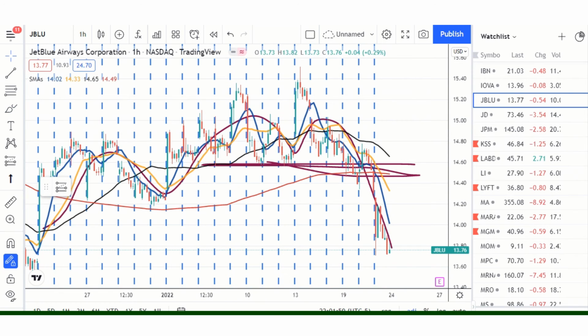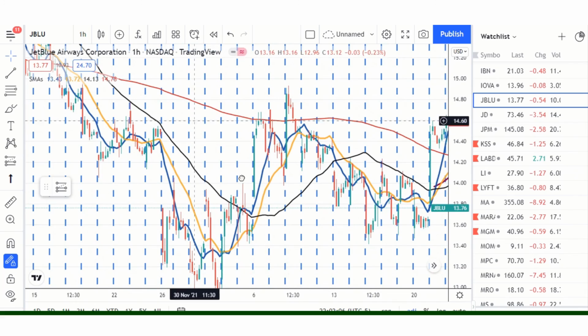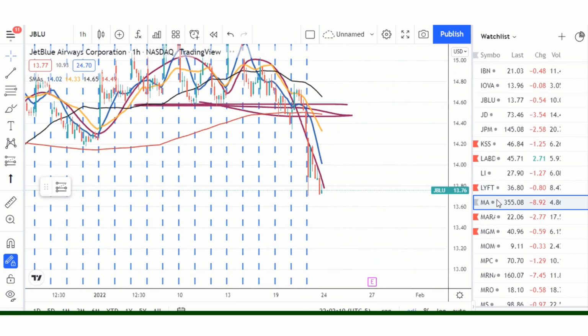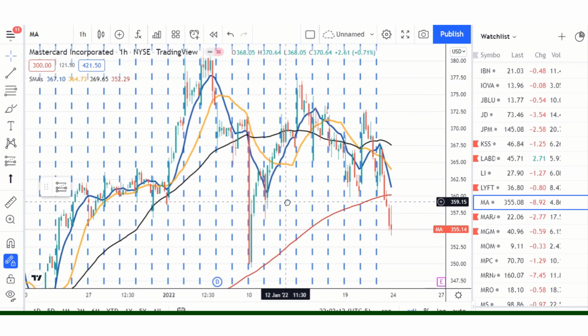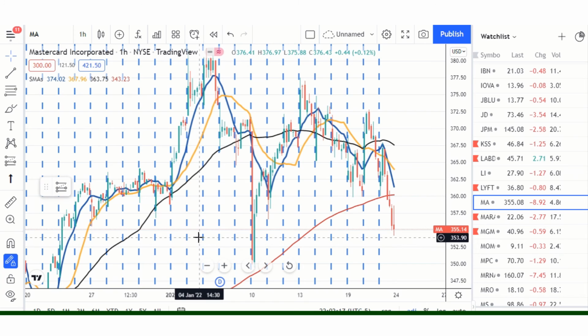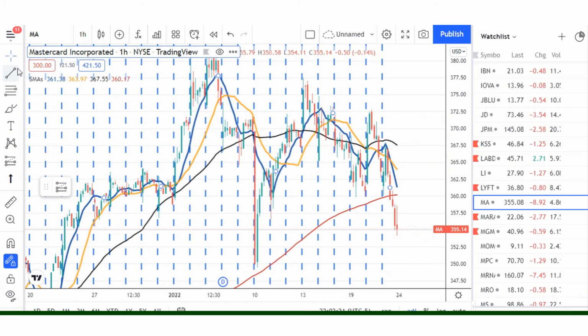Let's see if we can find another head and shoulders pattern. Let's try a different stock. Okay. This one is similar to one. Left shoulder, head, right shoulder, and then it continues to drop.